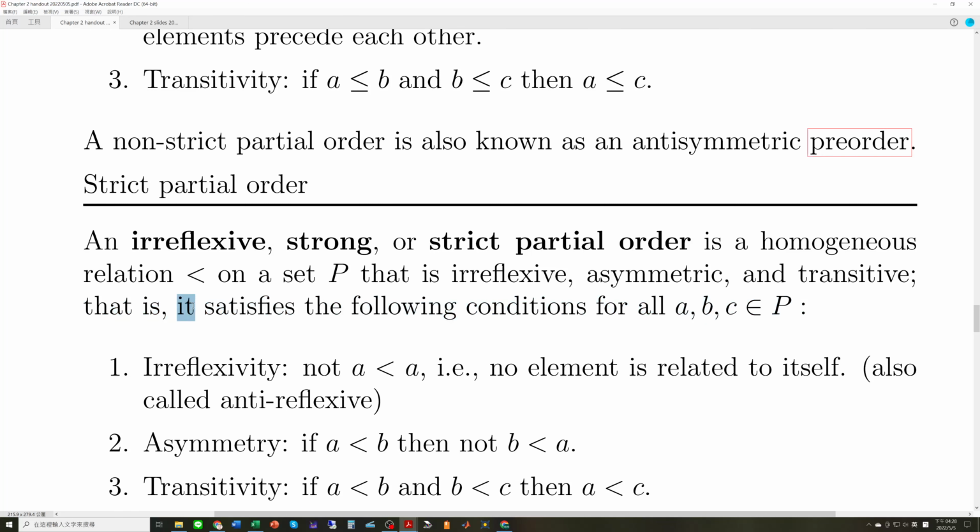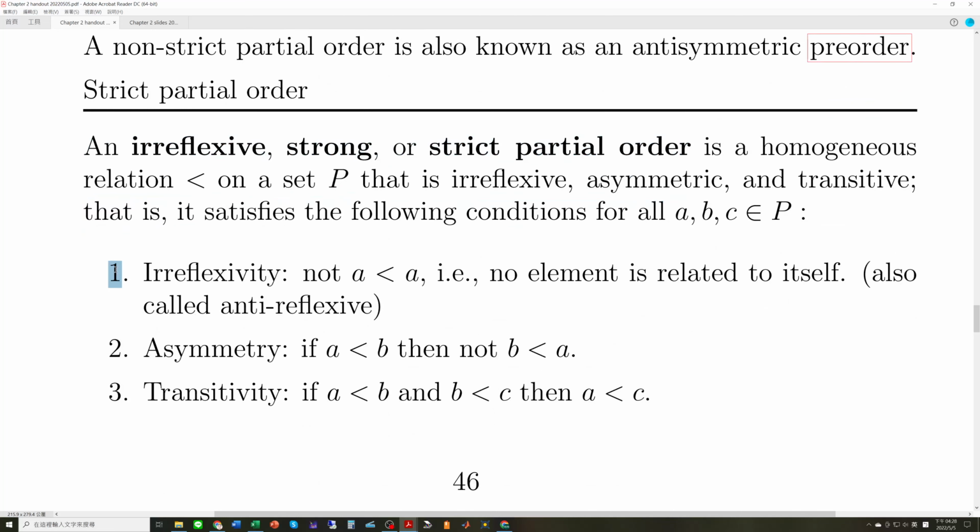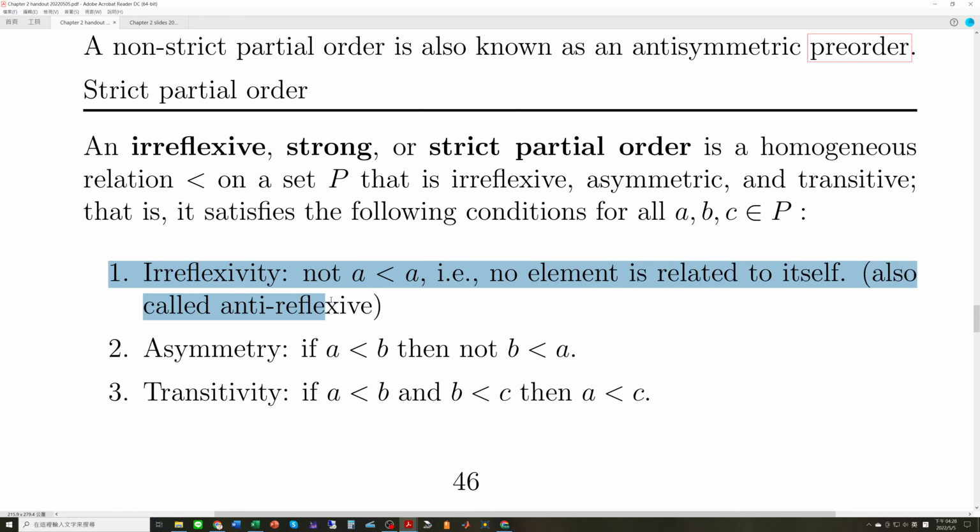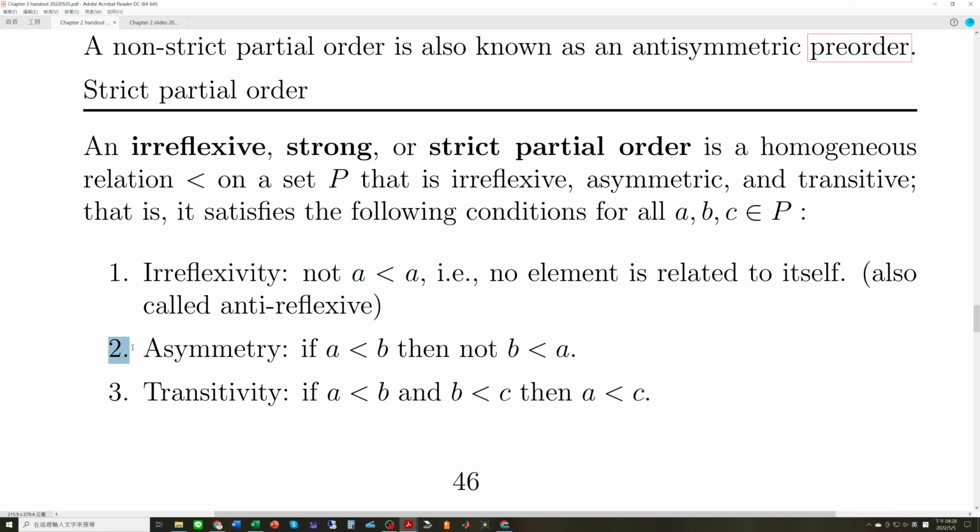Okay, what does it mean? It means an irreflexive, strong, or strict partial order. First, irreflexivity. Not A is smaller than A, that is, no element is related to itself, also called anti-reflexive. 2. Asymmetry. If A is smaller than B, then not B is smaller than A. This means that B is smaller than A is wrong or is false. 3. Transitivity. If A is smaller than B and B is smaller than C, then A is smaller than C.